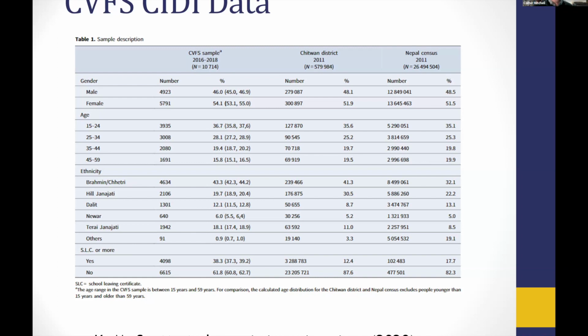So this is the Chitwan Valley Family Study CD data. I'll explain why I'm tying to that, but this comes from the Scott et al. paper in 2020 that documents how large the sample is, where it's from, how it compares to the other data, and how many people we have in different categories. You can see it's a pretty good mix of age groups, ethnicity, and education levels.